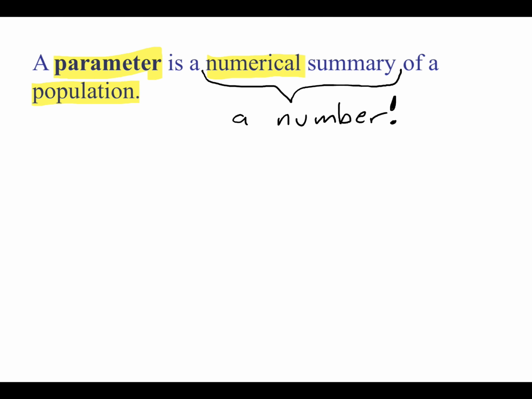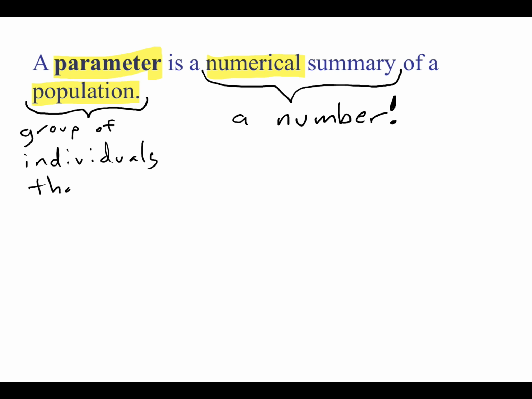It's a summary of a population. What did we say the population was? It's the group of individuals that we are interested in. And a lot of times the population is very large. And that's what makes parameters a little bit mysterious sometimes.